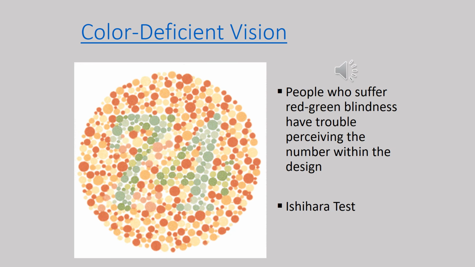If you click on the hyperlink color deficient vision, that will take you to the Ishihara test, which is a test to determine which cone someone would be deficient in.